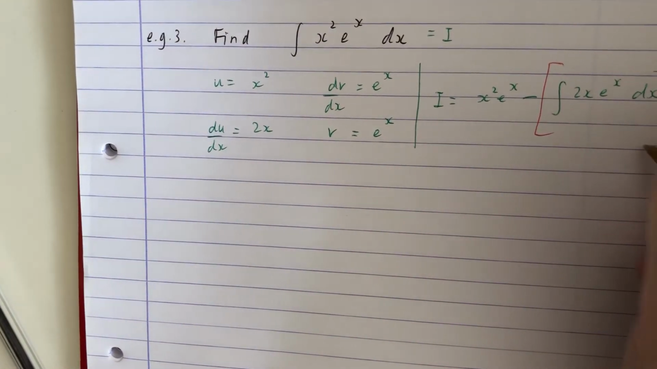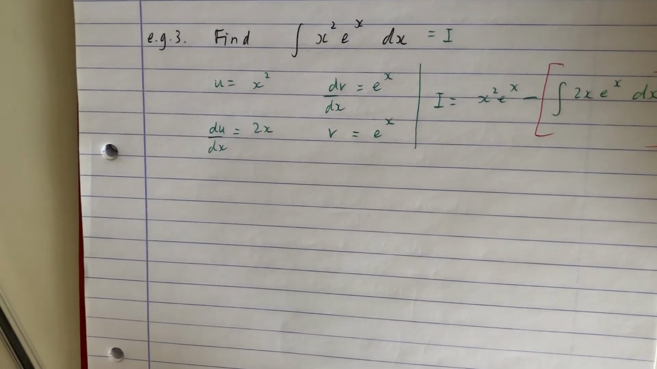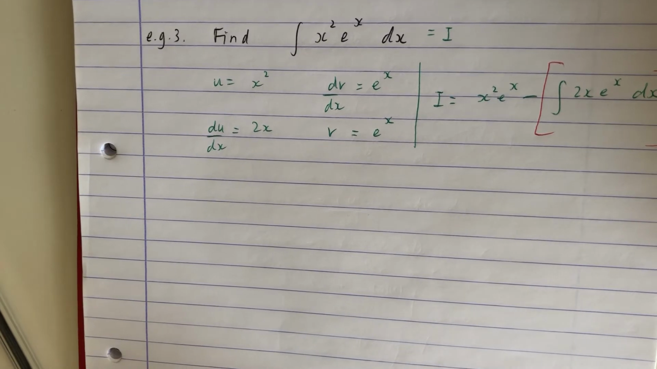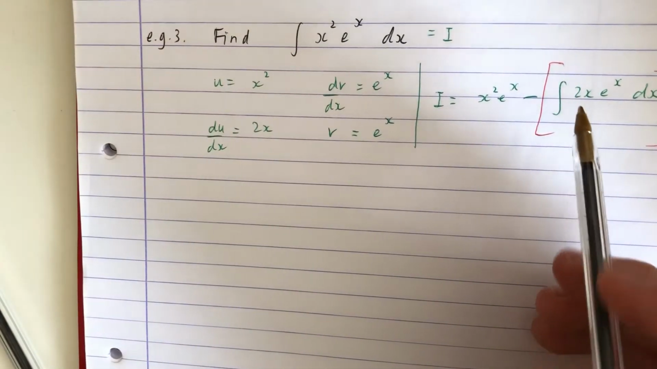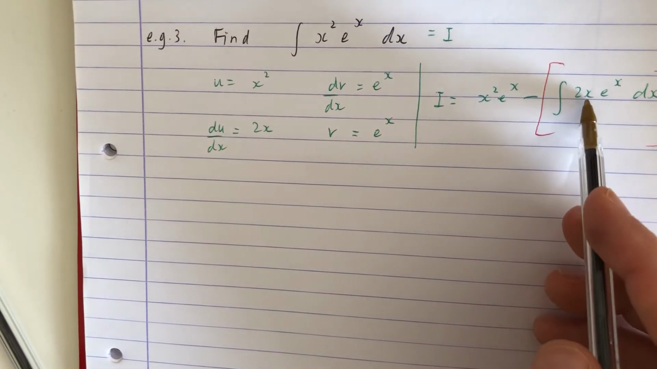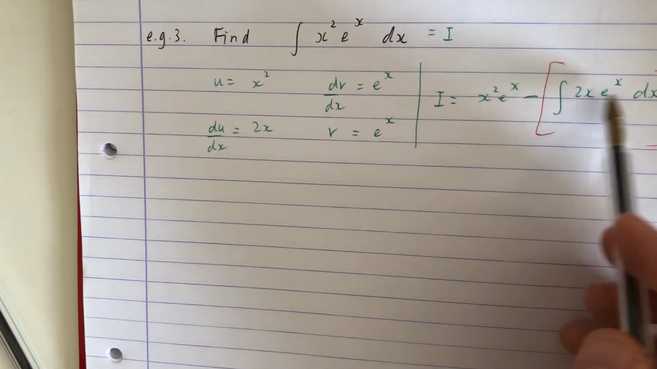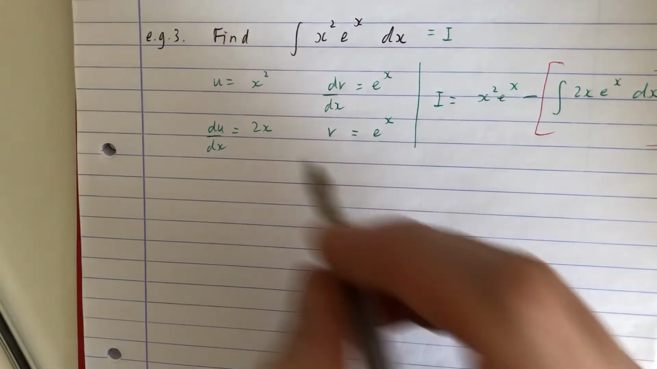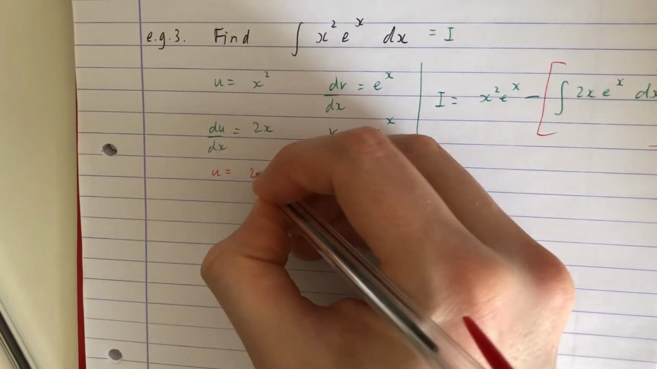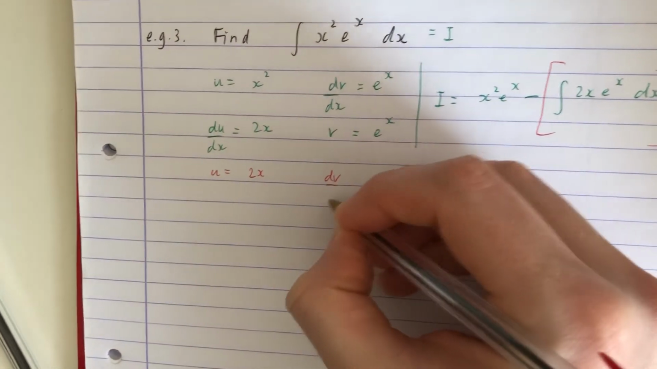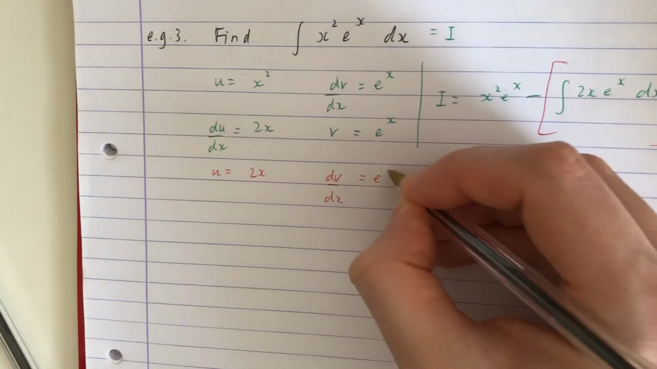So what you actually end up doing is integration by parts twice. We have to use it again. Now you've got to keep the order the same. If you don't keep the order the same, you'll go around in circles, but I'm going to call that u and that dv by dx. So u is equal to 2x, dv by dx is equal to e to the x.